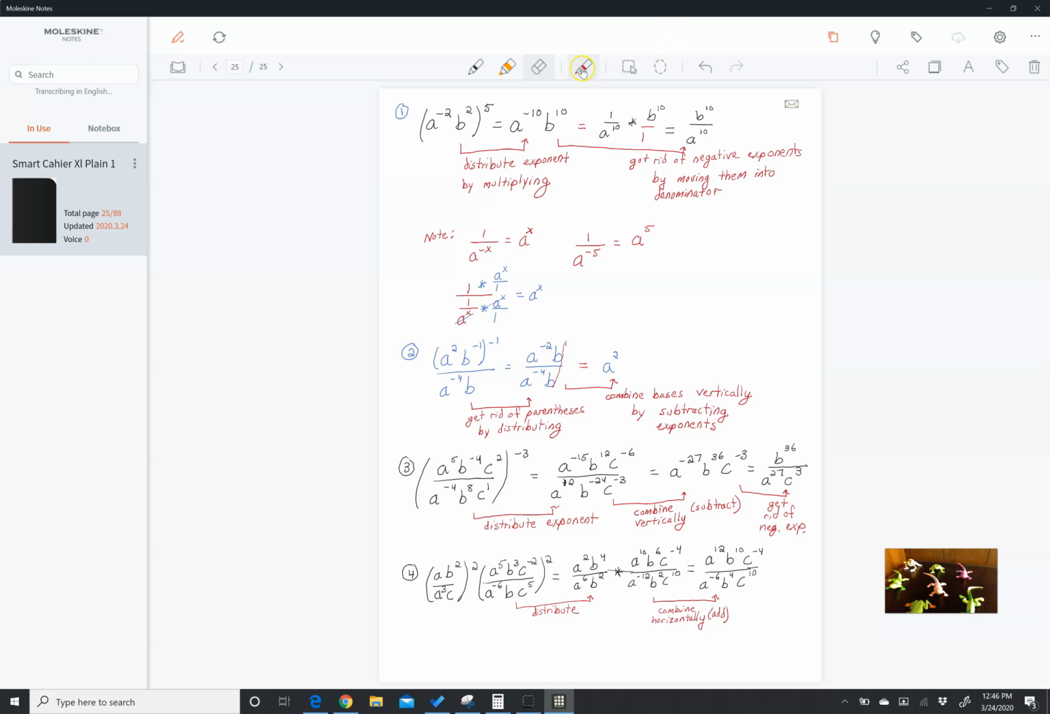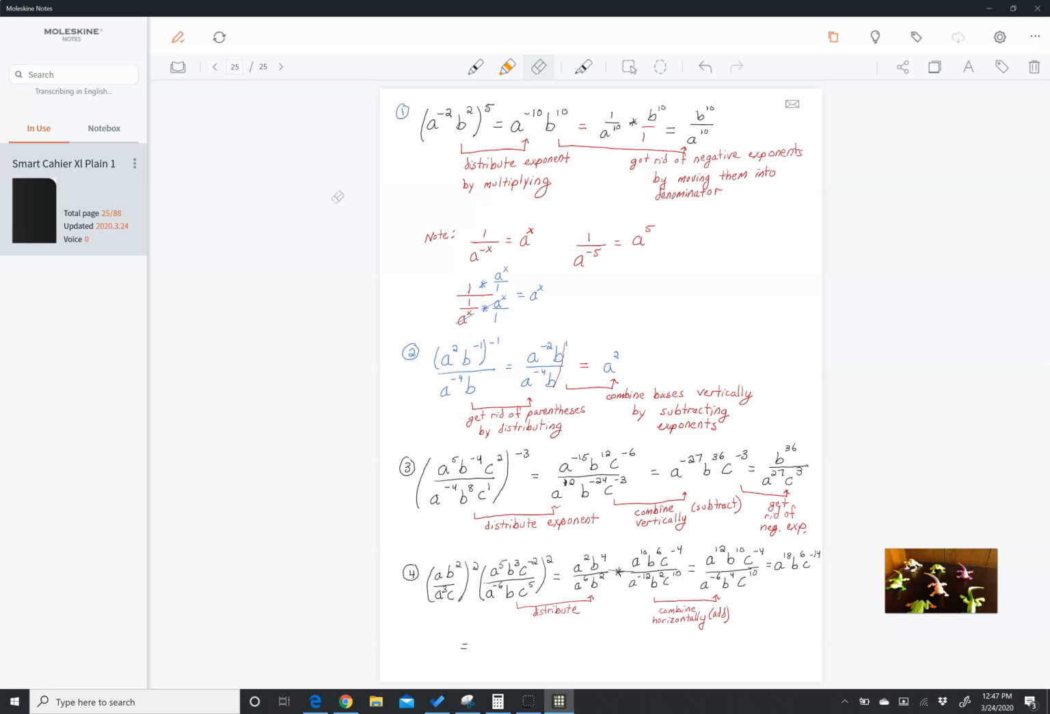So now we're going to combine vertically. So 12 minus -6. Another reason for combining vertically first is that you only have to subtract exponents once, which makes it so much nicer because subtracting positive and negative numbers is more of a pain. So 12 minus -6 is 18. So we have a to the 18th. 10 minus 4 is 6. And then -4 minus 10 is -14.